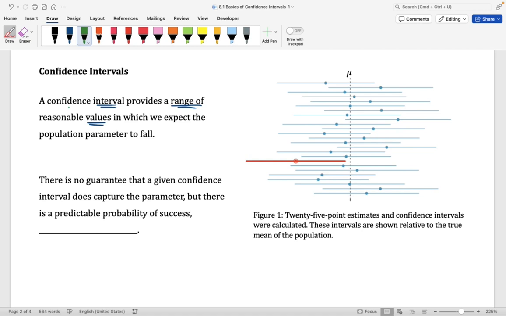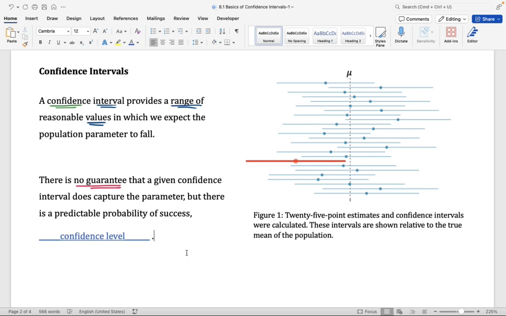When we create this interval, we're going to have a level of confidence. This is usually expressed as a percentage, and this is going to be the percent that describes how confident we are that the interval captures the parameter. Now, keep in mind that there's no guarantee that the given confidence interval does capture the parameter. We might miss, okay? However, we're going to have a predictable probability of success. This is what we call the confidence level.